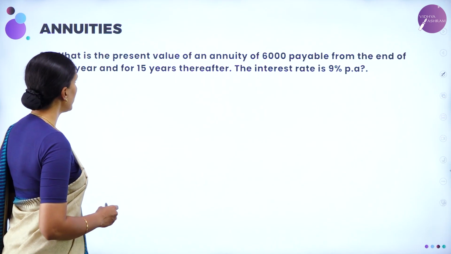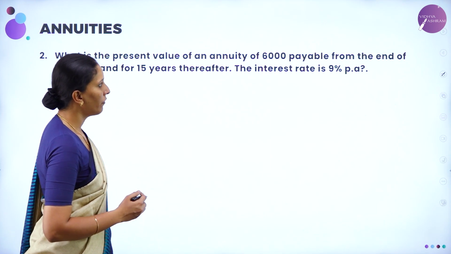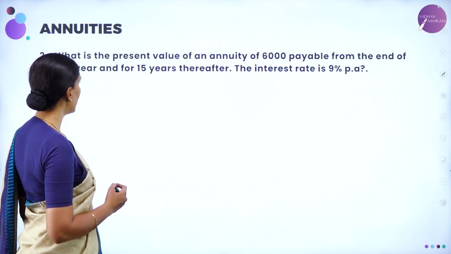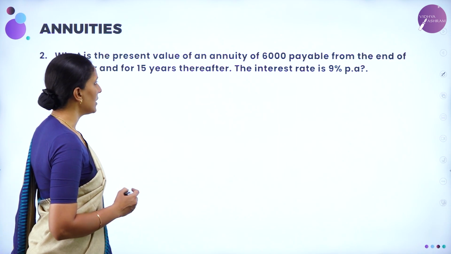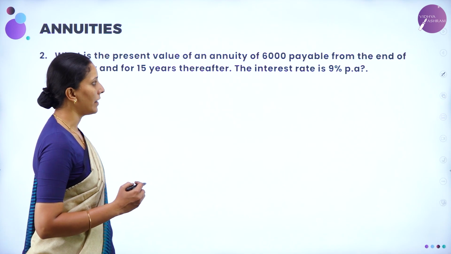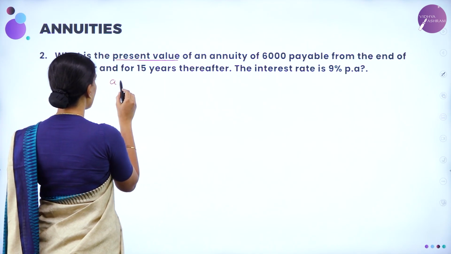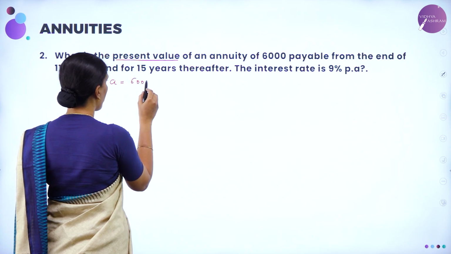Next question. What is the present value of an annuity of 6,000 payable from the end of the 11th year and for 15 years thereafter? The interest rate is 9% per annum. Now we need to calculate the present value. So annuity is given, that is rupees 6,000.